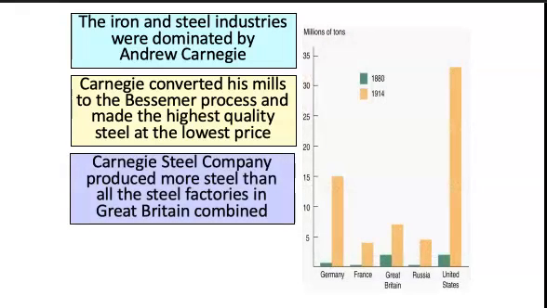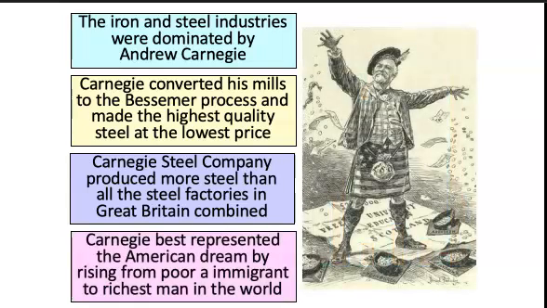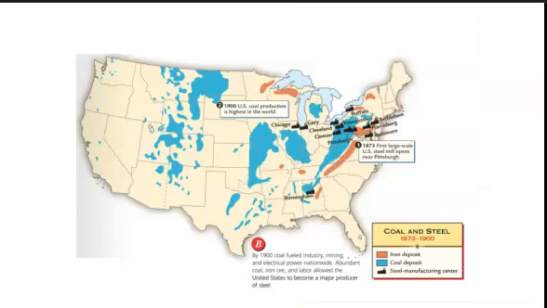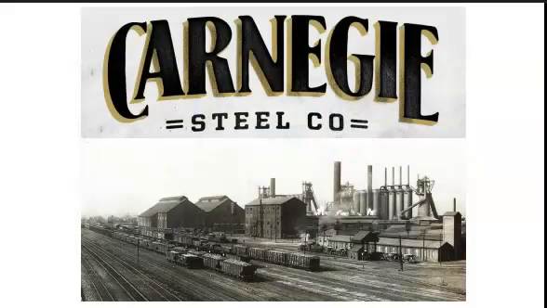Now, the Carnegie Steel Company produces more steel than all the steel factories in Great Britain combined. And Carnegie really represents the American dream. He is an immigrant, and he comes from a very poor background, and he ends up becoming, at least during his time period, the richest man in the world. Though he won't be for long. He will be surpassed soon. We can see where he's getting his coal and steel from. He's located mostly out of Pittsburgh, which is maybe why it's called the Steelers. I don't know, maybe. All right.